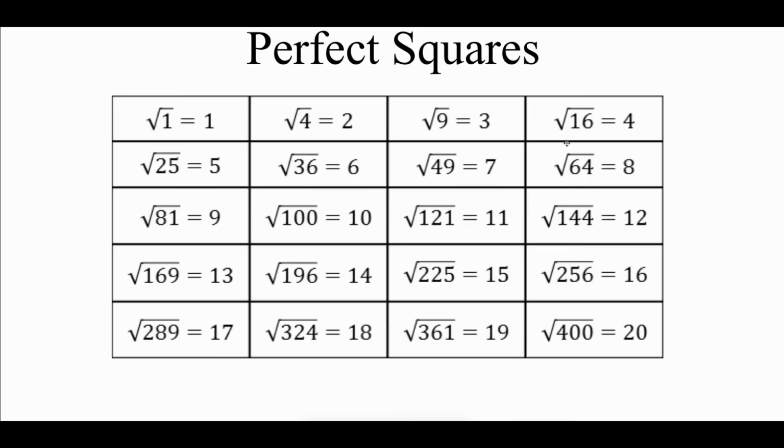And we've already looked at some of these. Like we looked at the square root of 9 being 3. And we looked at the square root of 16 being 4. And the square root of 25 is 5. But there's a whole list of perfect squares. This is only the list up to 20, but there's more perfect squares out there.